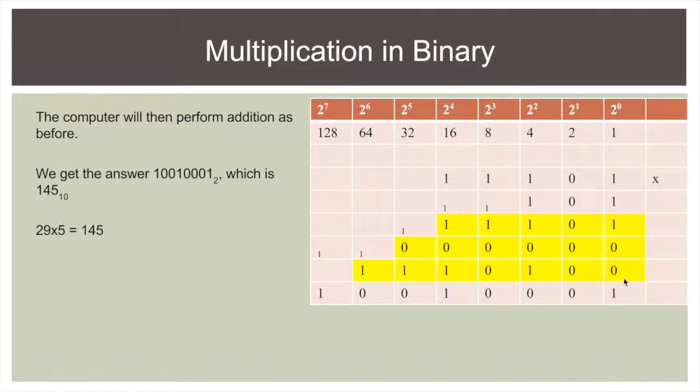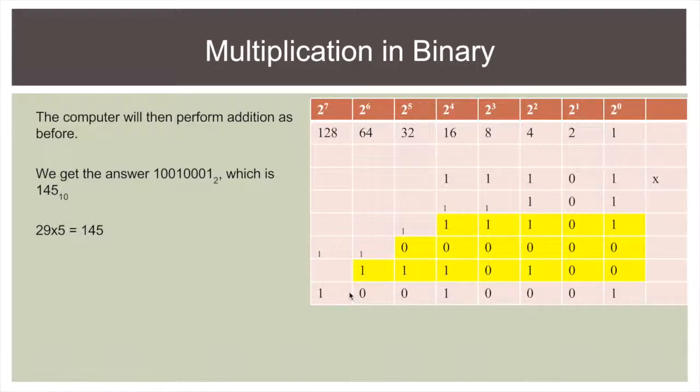So you get 1 and 0 is 1, 0 and 1 is 1, 1 and 1 is 1, 0, so put the 0, carry the 1. 1 and 1 is 1, 0. 1, 1 and 1 is 1, 0, 0, 1. And so 29 times 5 is 145. 145 is the right answer there.